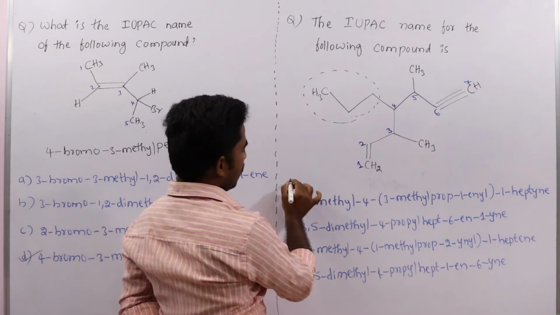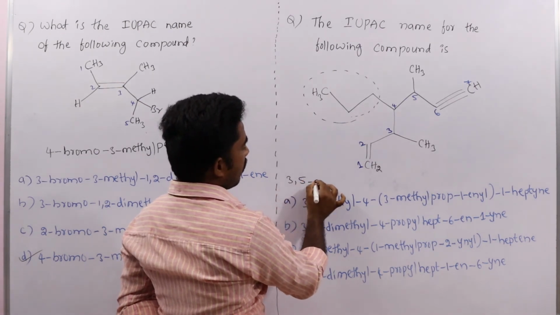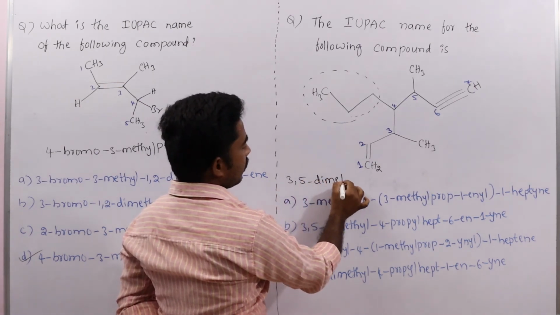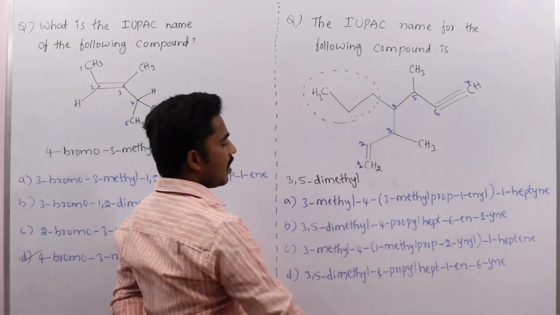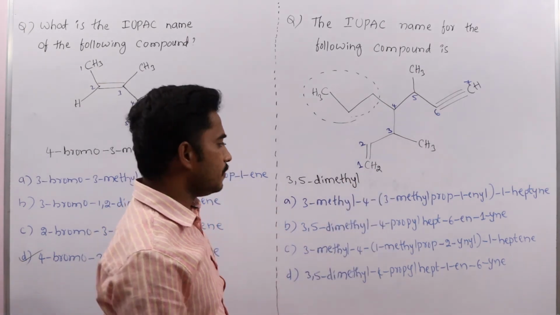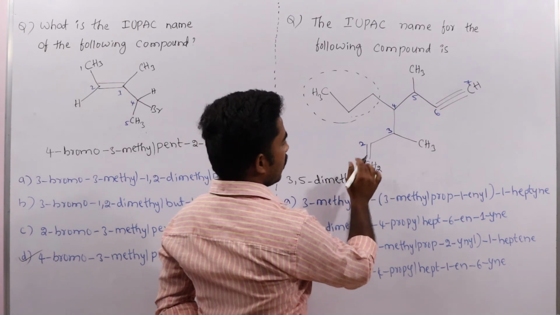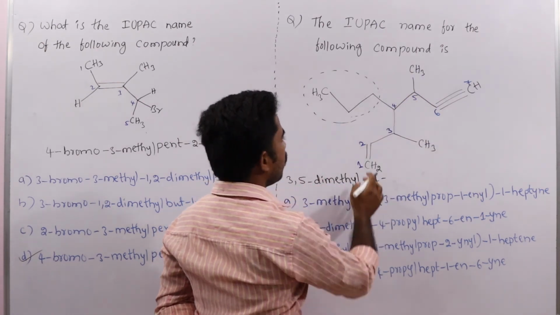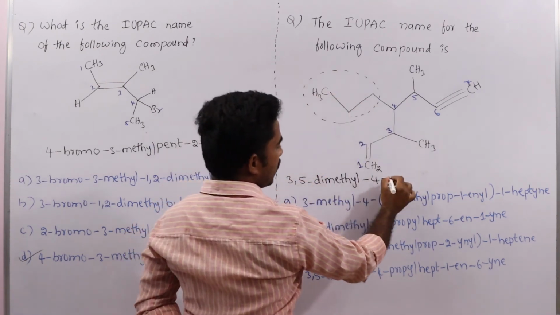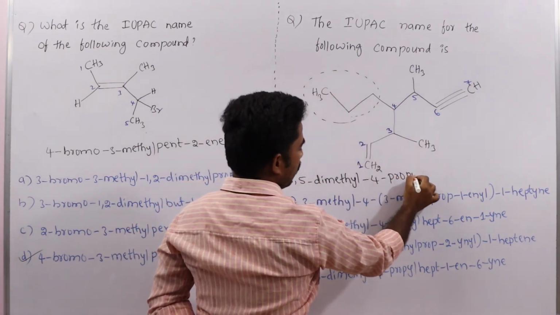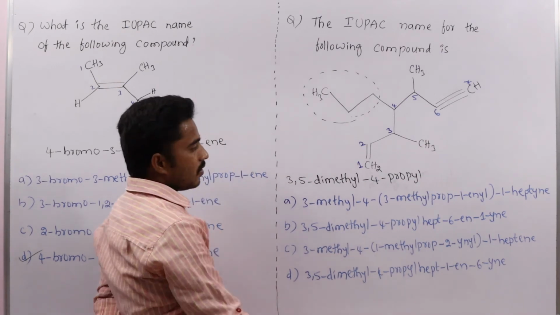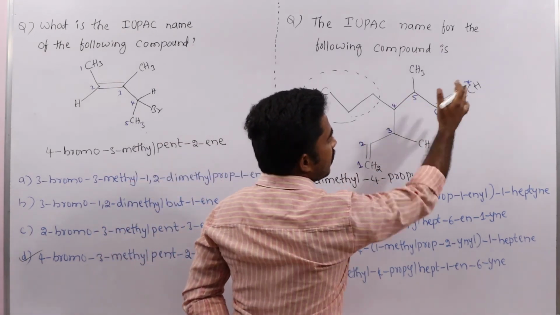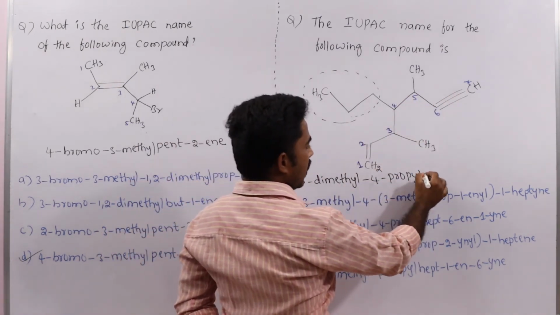That's why we should write here like this: 3,5-dimethyl, and at fourth position propyl group is there, that's why 4-propyl. So totally how many carbons are there in the parent chain? 7 carbons. That's why hept.